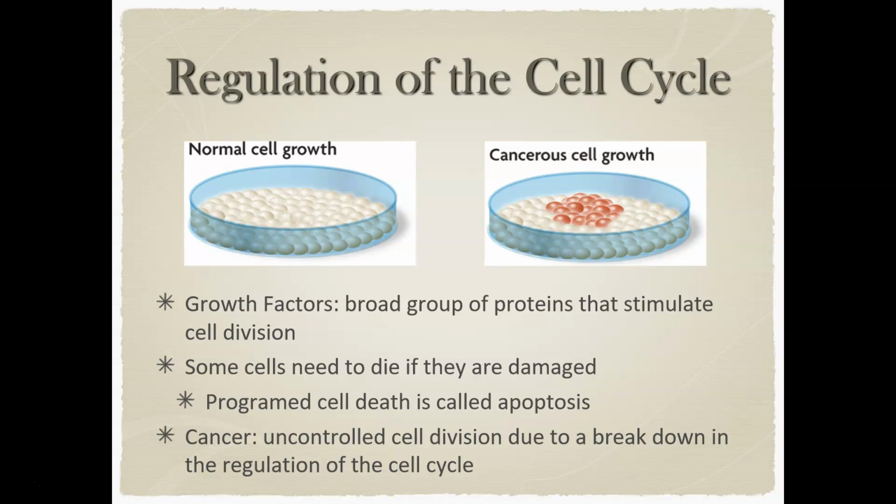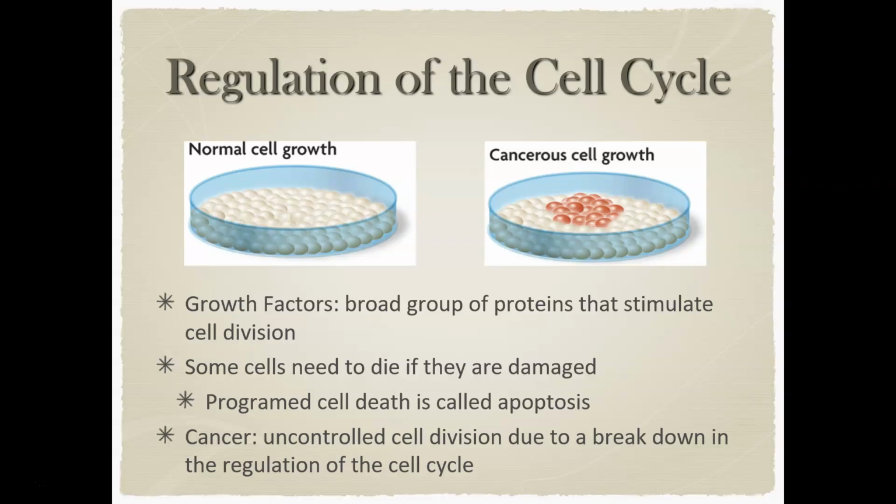So those checkpoints are put in place for a multitude of reasons. One, we want to ensure that it's actually necessary to make new cells. Is the cell itself getting too big that it's becoming inefficient in moving its materials in and out of the cell across the cell membrane?